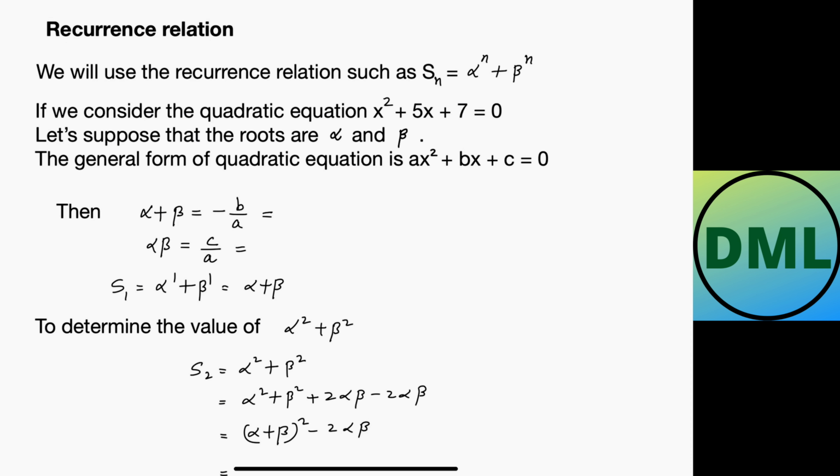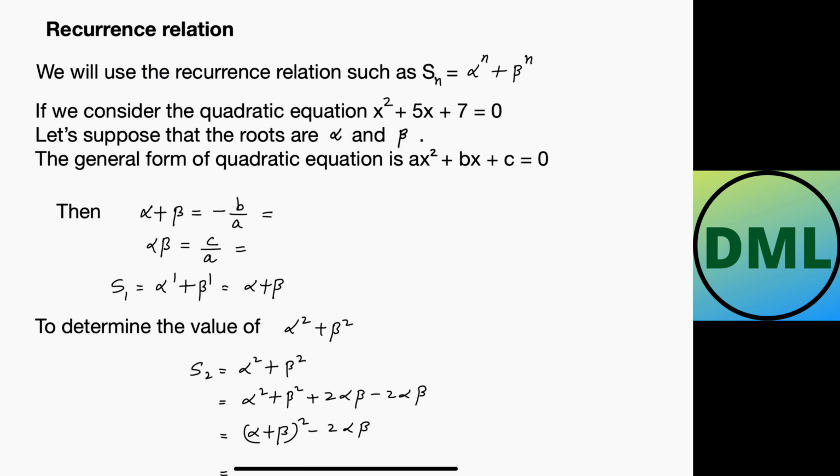Recurrence relation. We will use the recurrence relation such as Sn is equal to alpha raised to the power n plus beta raised to the power n. We will give the values to n and we will find out the recurrence relation. If we consider the quadratic equation x square plus 5x plus 7 is equal to 0, let's suppose the roots are alpha and beta in this case.